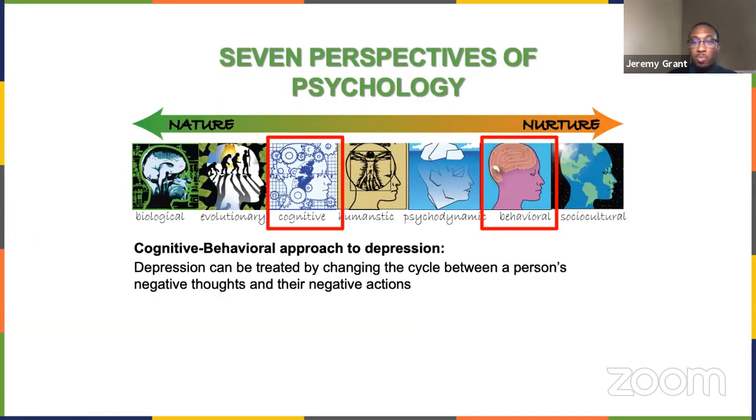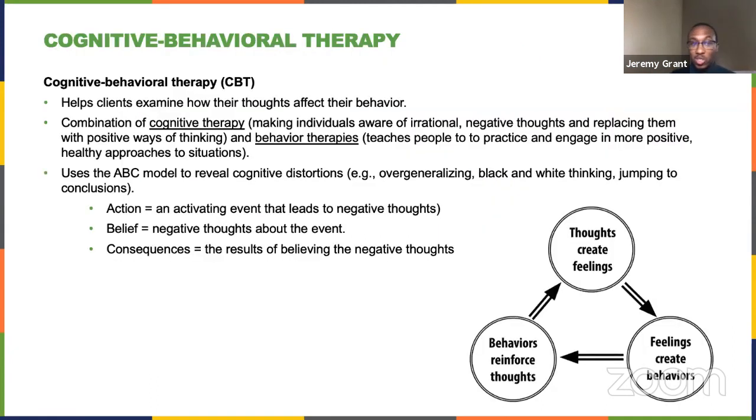Lastly, probably the most popular way of doing psychotherapy today is to combine the cognitive and the behavioral. So CBT, as is commonly known, cognitive behavioral therapy, which focuses on treating depression by changing the cycle between a person's negative thoughts and their negative actions, their negative behaviors. And so CBT kind of combines some of the topics that we've described earlier, examining both cognition, thoughts, as well as how those relate to feelings, as well as how those relate to behaviors.